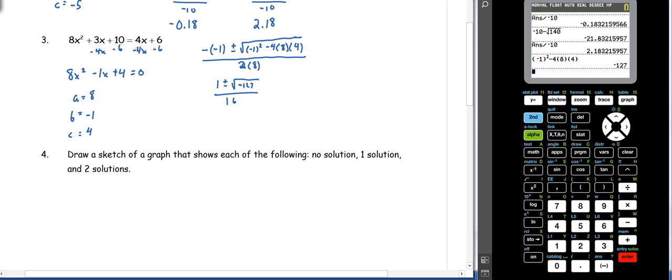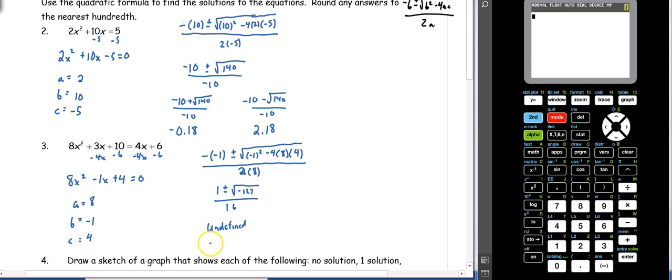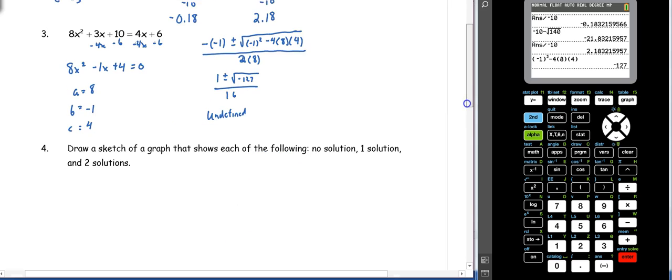Remember, when we get a negative number, we can't take the square root of that. So in this case, this is undefined, which means we have no solutions. When it's undefined, there's no solution, so it's no real solution. You don't actually have to write the undefined part. It's more knowing that there's no real solution because it's undefined.